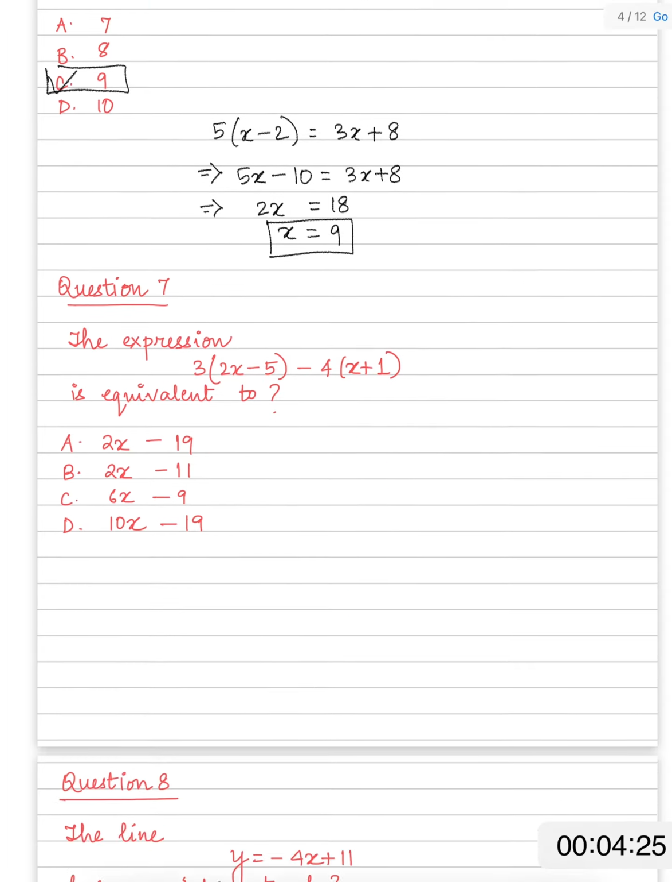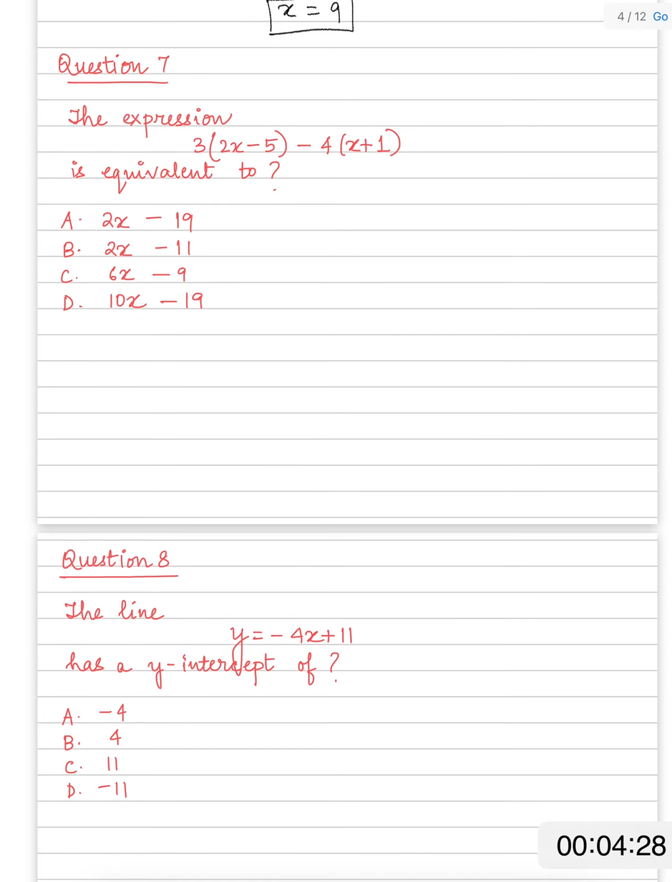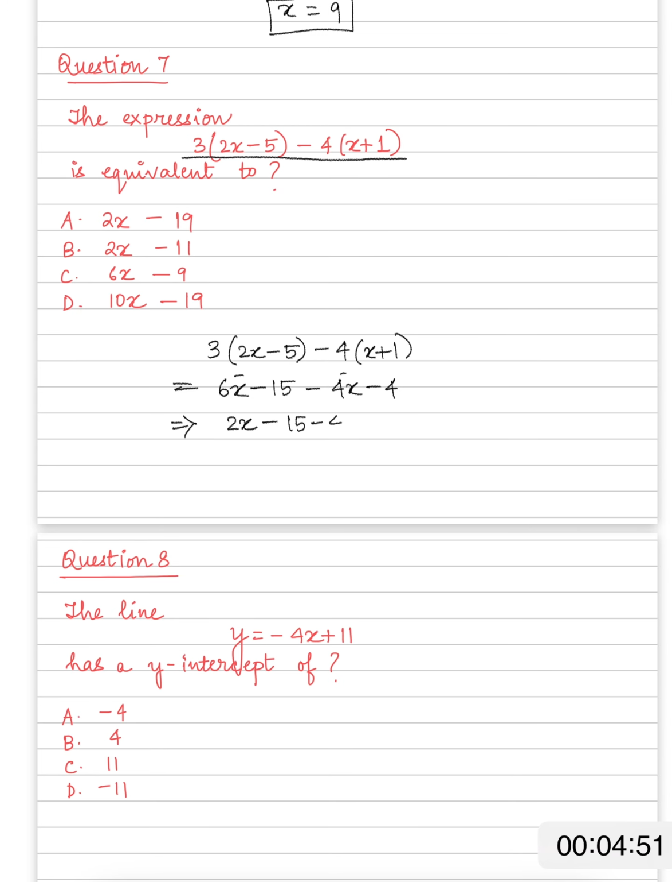Now for 7, we need to actually evaluate this algebraic expression. What is that? 3 into 2x minus 5 minus 4 into x plus 1. That is 6x minus 15 minus 4x minus 4, right? So now 2x minus 15 minus 4, that will be 2x minus 19. This is our option. Option A is the correct answer for this. Be careful when you multiply by a negative sign. That is the trick over here.